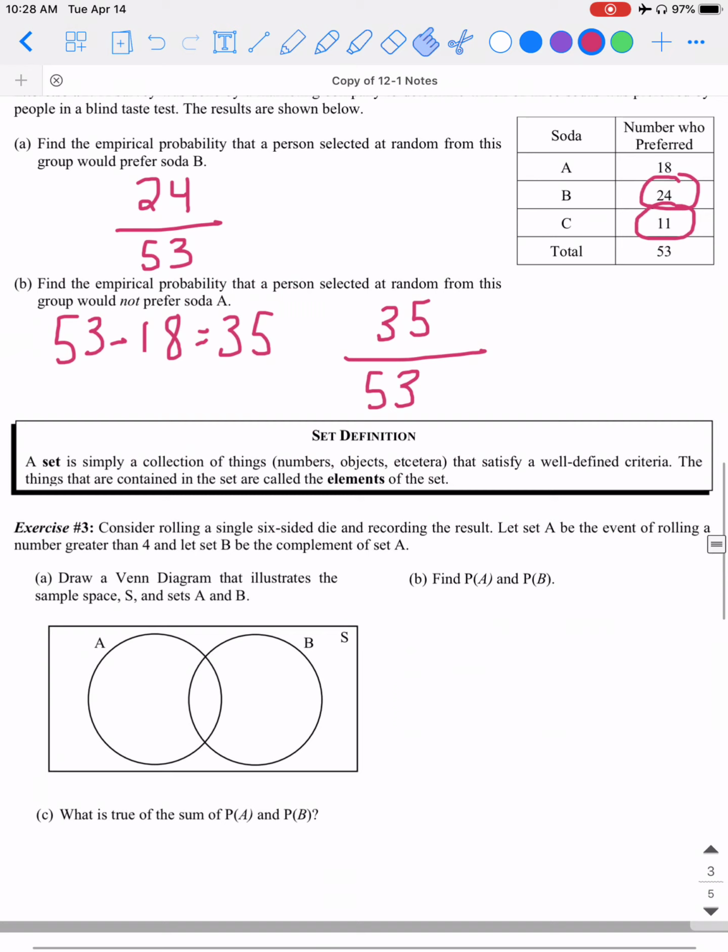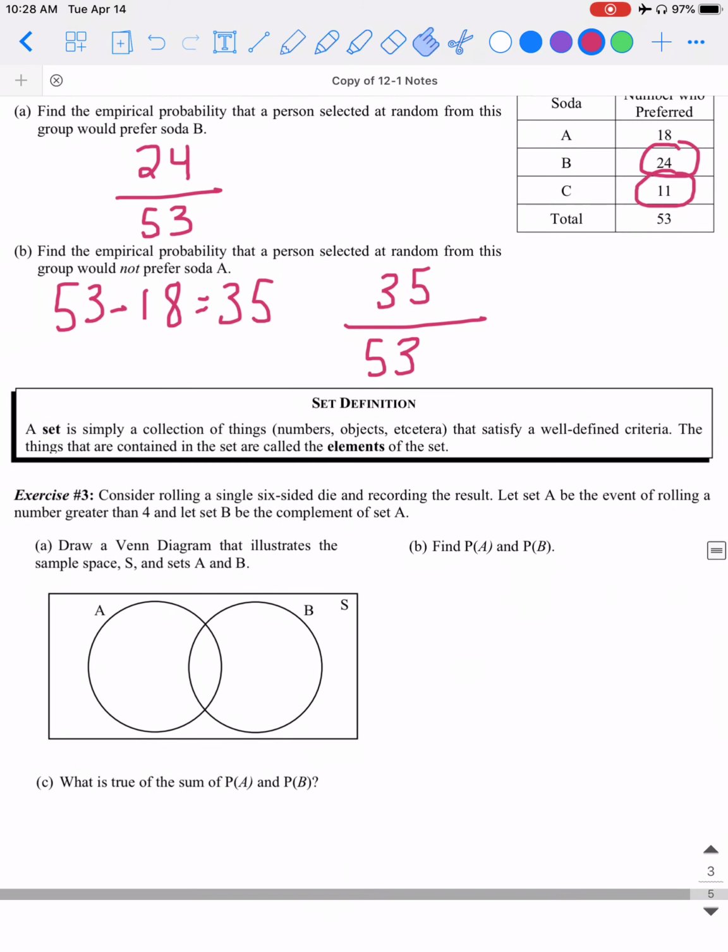All right, and then the last thing I want to talk about is sets. So we already discussed a sample space is all of our possible outcomes. We can kind of organize the sample space using sets. So a set is simply a collection of things, and the things that are in the set are called elements. So you'll hear those two words a lot this unit. Exercise 3 tells us to consider rolling a single six-sided die and record the results.